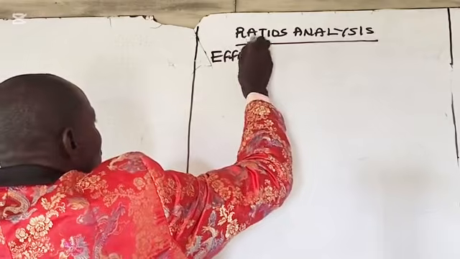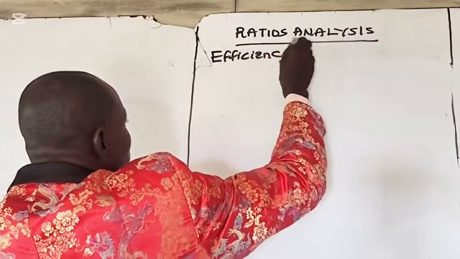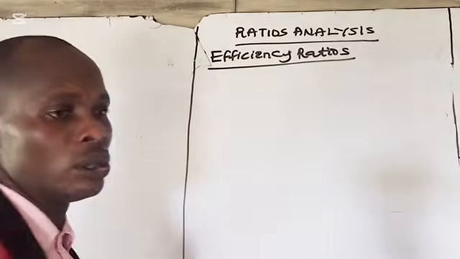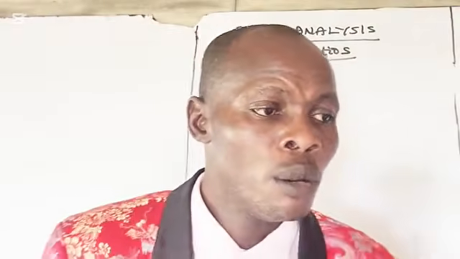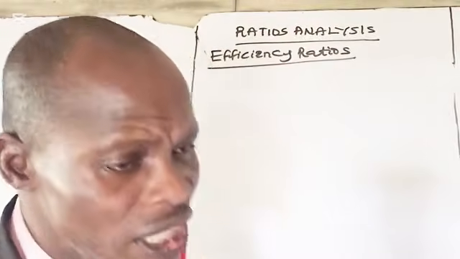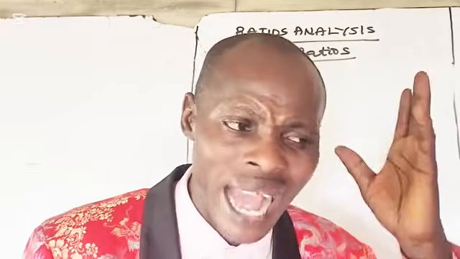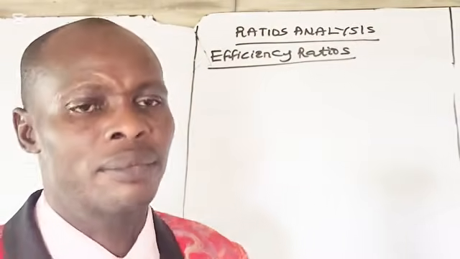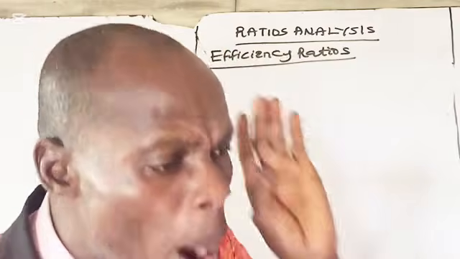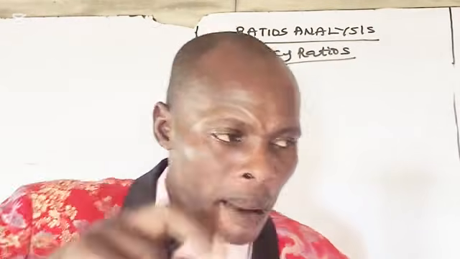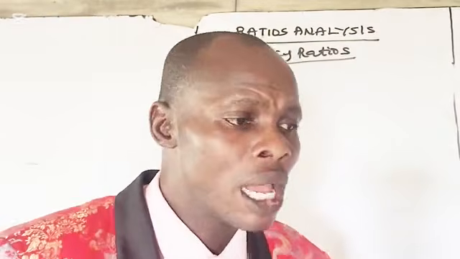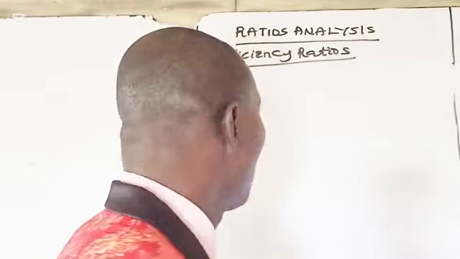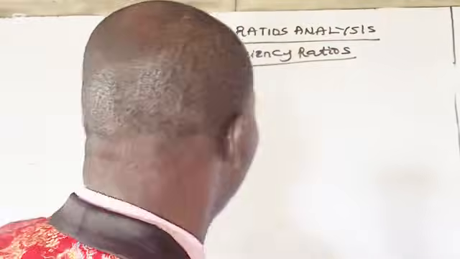Efficiency ratios. Efficiency ratios measure a company's ability to manage its assets, liabilities, and resources efficiently. Under this category, we have asset turnover ratio.